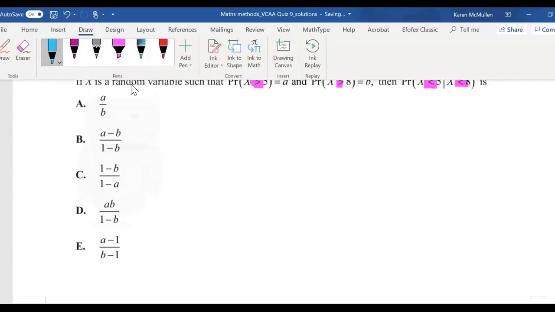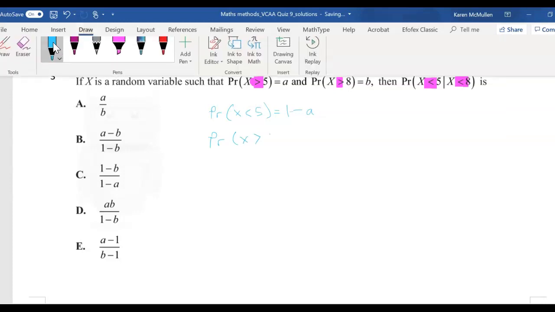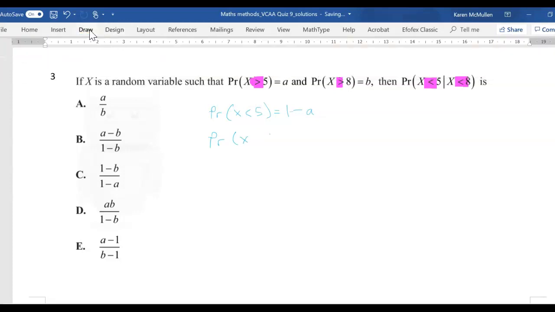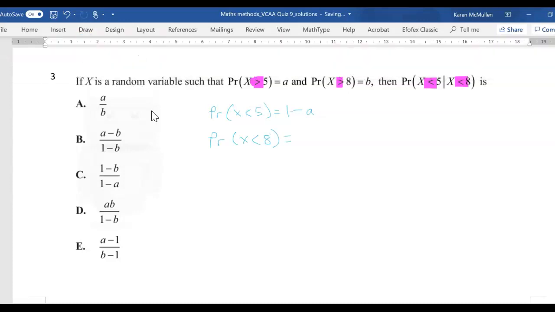Okay, so if the probability that X is greater than 5 is equal to A, that means the probability that X is less than 5 is equal to its complement, 1 minus A. And the probability of X is... sorry, I've got my inequality signs around the wrong way. The probability that X is less than 8 is equal to 1 minus B. All right, so they're complementary events.